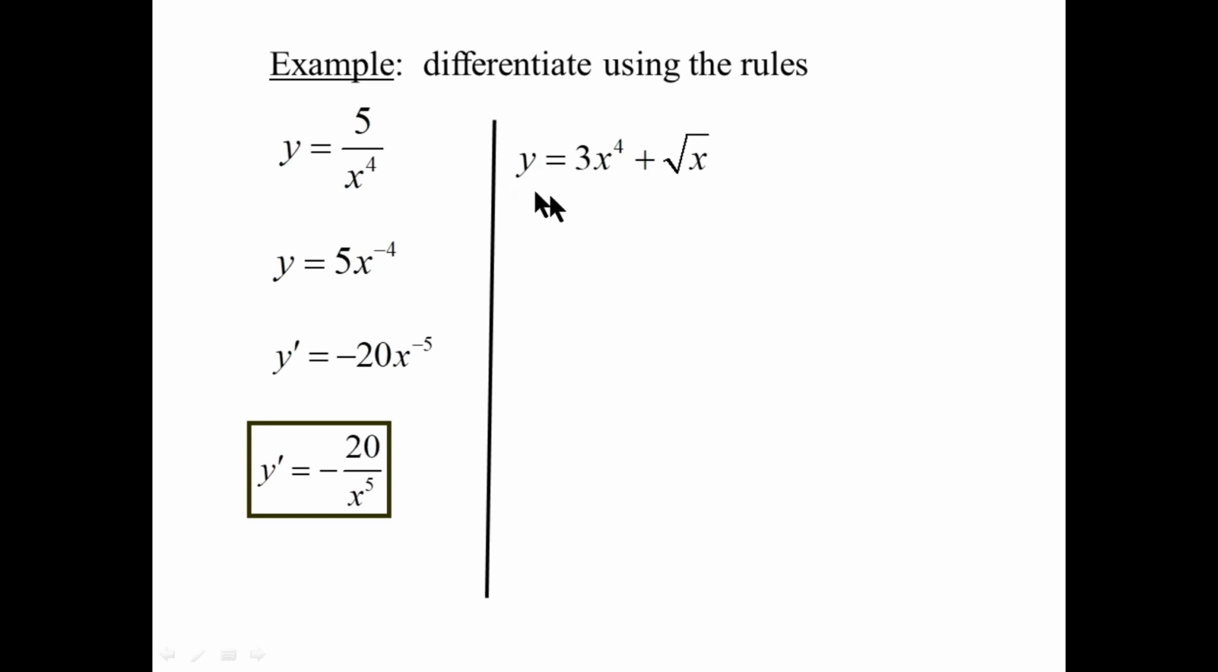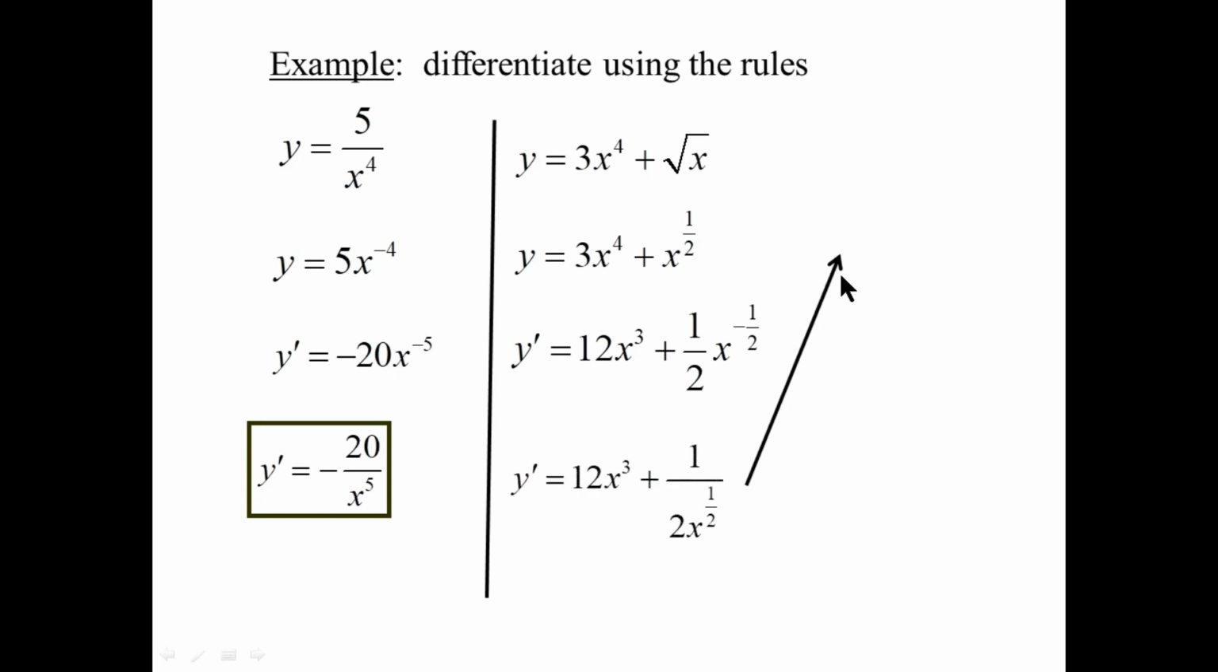We can differentiate this if we understand that root x is really x to the 1/2, and put it into that form. This is 3x to the 4 plus x to the 1/2. Now differentiating is easy because we'll go 4 times 3 is 12x cubed, and it'll be plus 1/2 x to the 1/2 minus 1 is minus 1/2. And again, the negative sign in the exponent on the x puts the x in the denominator under a root sign.